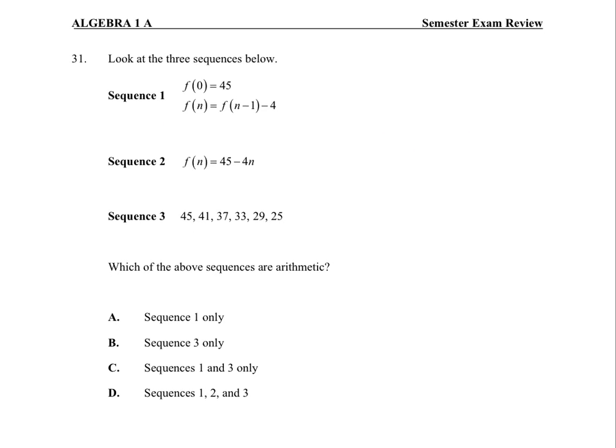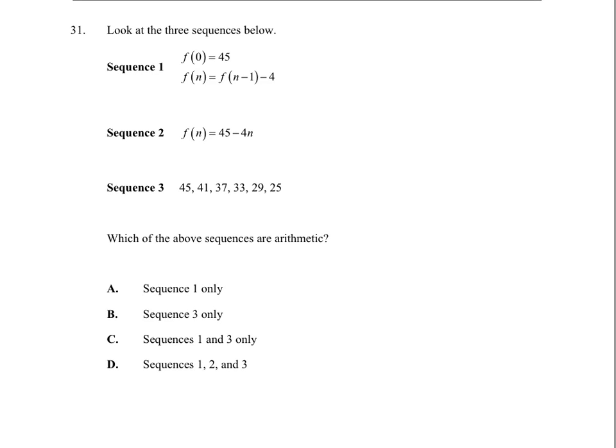Question 31 says to look at the sequences below. So we have sequence 1, which is f of 0 equals 45, and f of n equals f of n minus 1 minus 4. Sequence 2, which is f of n equals 45 minus 4n, and sequence 3, which is a pattern of 45, 41, 37, 33, 29, 25. We're asked which of the above sequences are arithmetic.